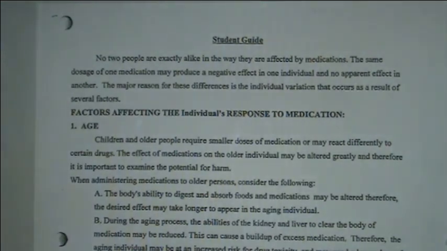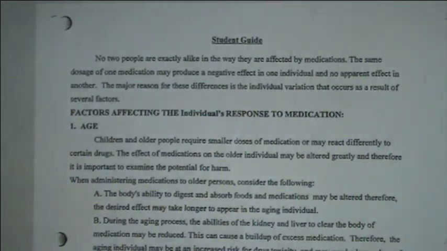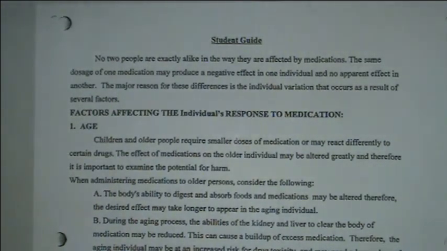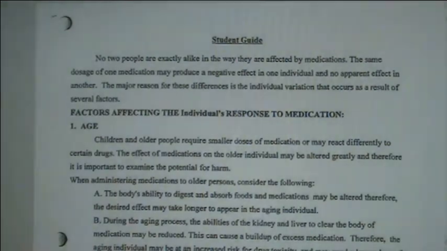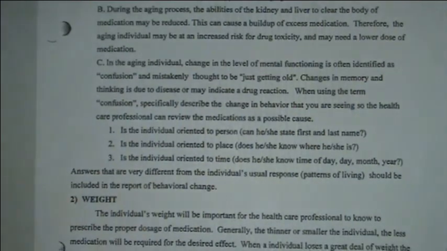For example, based on age, children take smaller doses than adults. And elderly people, because their metabolism has slowed down, the kidney and liver, everything now works slowly. So their body processes medication slower, which means they have a slower response to medication. Another factor is the weight of an individual. If I weigh 300 pounds and you weigh 100 pounds, we're not going to take the same dosage of medication because the body is not going to respond the same way.